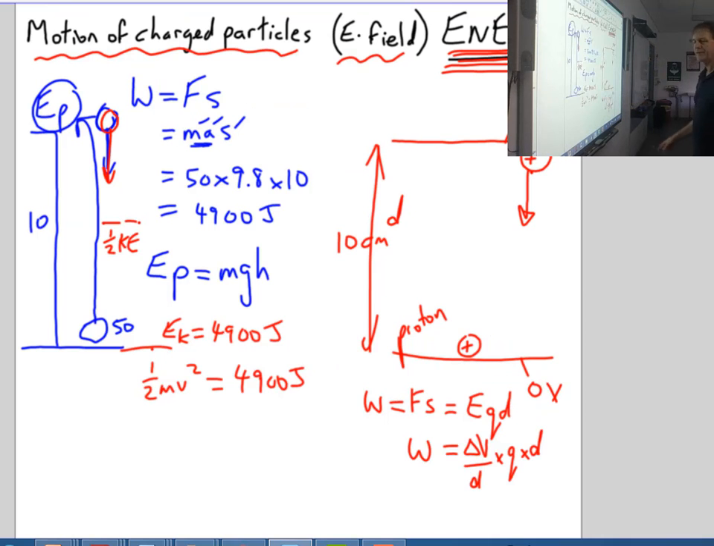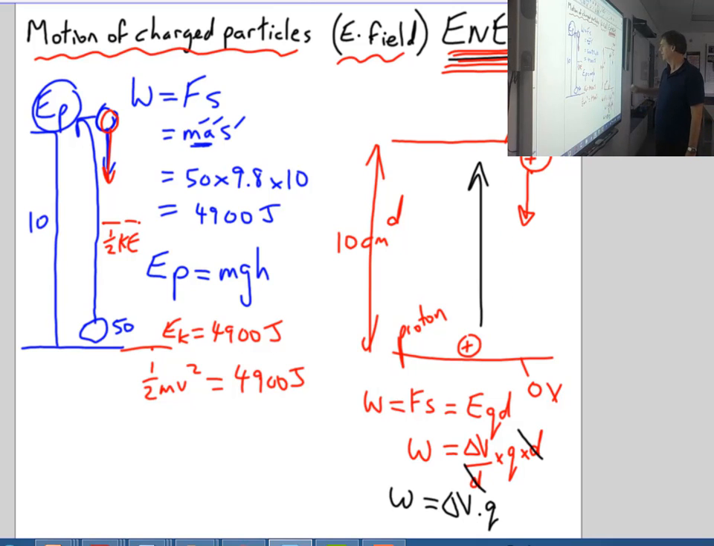Now if you look at this formula in a bit more detail, we've got work equals delta V on d for the electric field, Q the charge of the actual item, and d as the distance between the plates, or the distance it's going to travel between the plates. So you can cancel these out then. The d's are not important here. So there is another formula for work. It's work equals delta V Q. So the amount of work done on a charge would be based on its charge and how much potential difference you move it through.